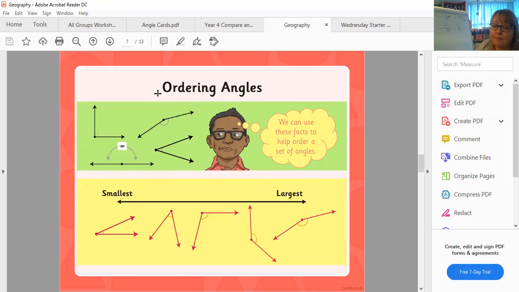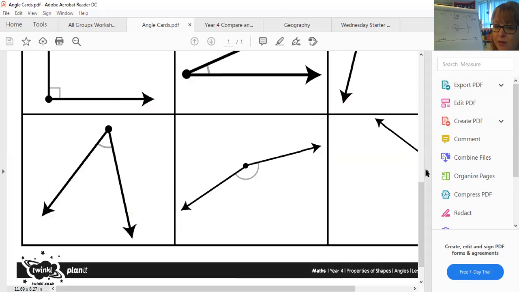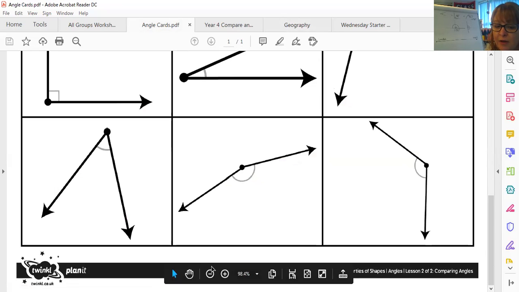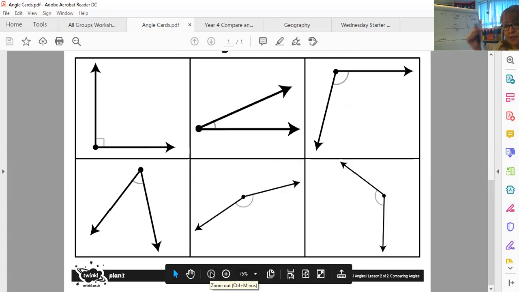So if you look at my screen share, you can see that my ordering line, this horizontal line, is asking you to do the smallest at this end and the largest at this end. Okay. Now, you could use the document if your parents have printed it off for you. This one that I'm showing you on the screen that says angle cards. If you've printed these off and cut them up, you can then just put the 6 angles in order of their size, starting with the smallest and working your way up to the largest.